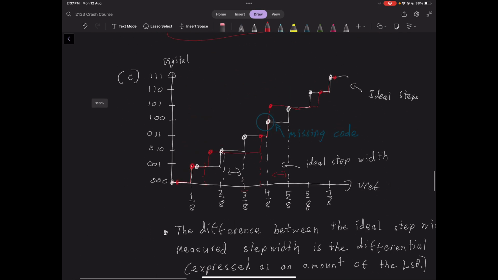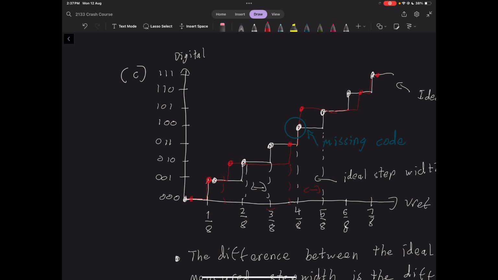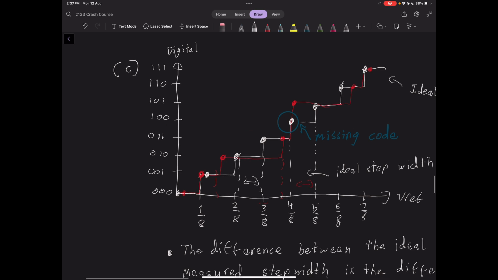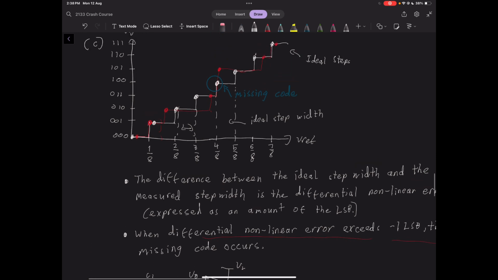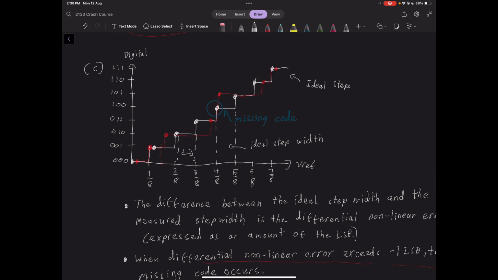You can get missing code, which is shown here. You can see in white, you have 1, 2, 3, 4, 5, 6, 7, 8 outputs, but in red we have 1, 2, 3, 4, 5, 6, 7. We have a missing code where we're never able to produce the code 100 at the required voltage, because our step width of the red graph is too wide in some areas, causing us to skip over some of our codes. So differential nonlinearity error is the difference in ideal step width versus actual step width, and if it gets too large, you get missing code.